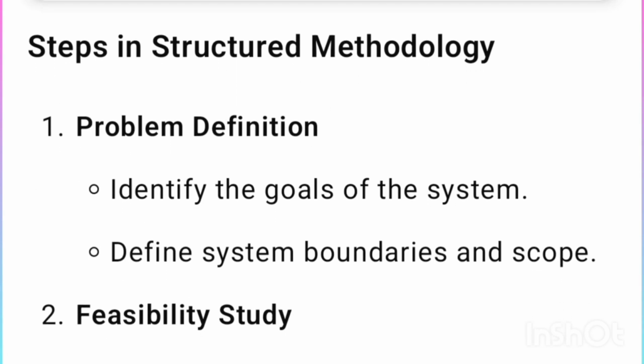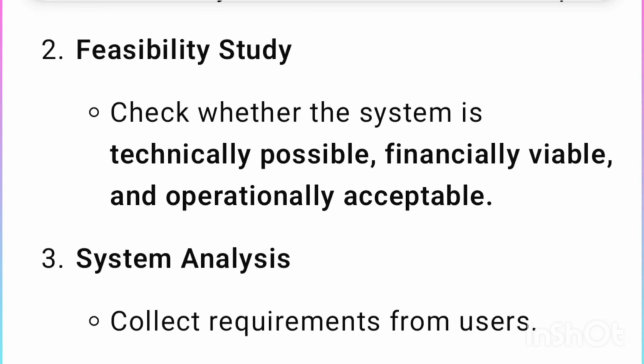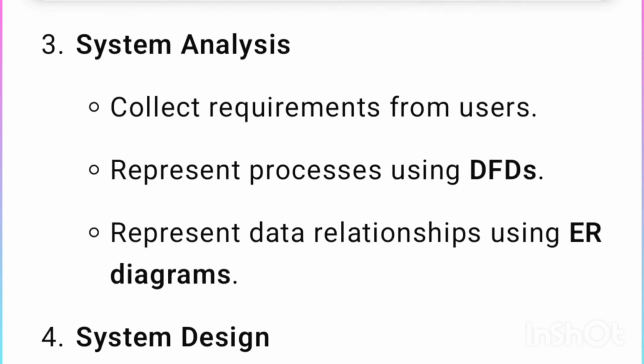Steps in structured methodology. 1. Problem definition. Identify the goals of the system. Define system boundaries and scope. 2. Feasibility study. Check whether the system is technically possible, financially viable, and operationally acceptable. 3. System analysis. Collect requirements from users. Represent processes using DFDs. Represent data relationships using diagrams.